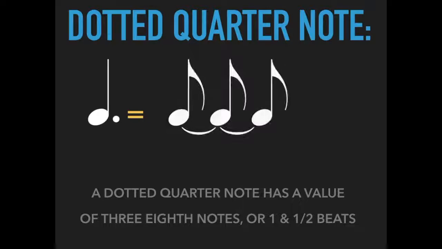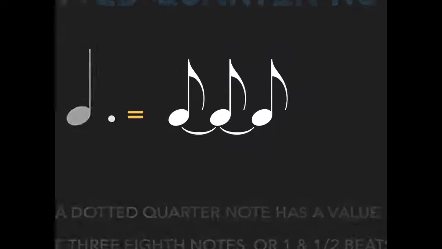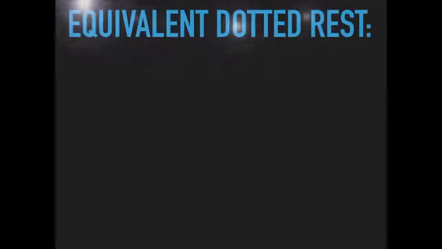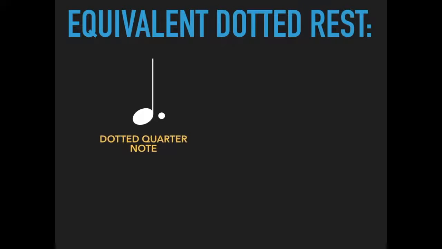Remember, we can also subdivide this by 3 because it's a dotted note, so it would equal 3 eighth notes tied together. A half a beat each added together equals 1.5 beats. Now we've learned what a dotted quarter note means. Now we know that there can be an equivalent rest, which is a dotted quarter rest. This would also be equal to 3 eighth rests stacked together.